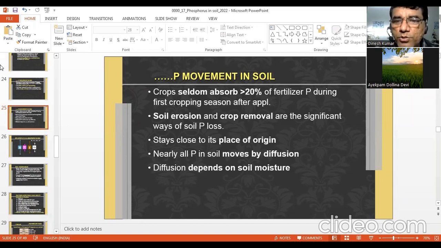It stays close to the place of origin. Wherever you put it, it will remain there. It does not like to move. It is a very lazy element, or lazy nutrient. Nearly all phosphorus in soil moves by diffusion, and diffusion depends upon soil moisture.